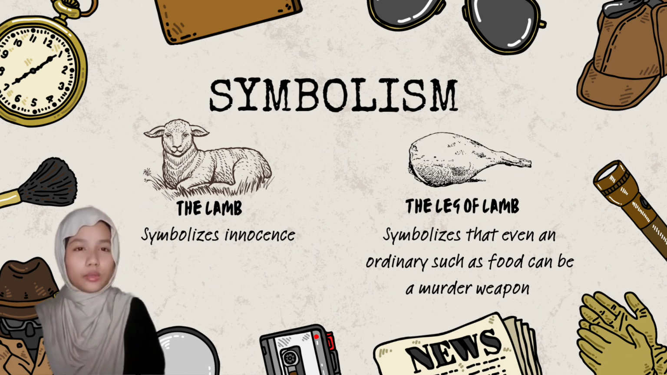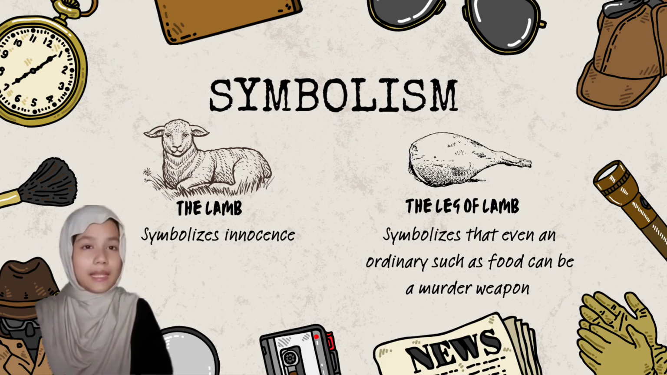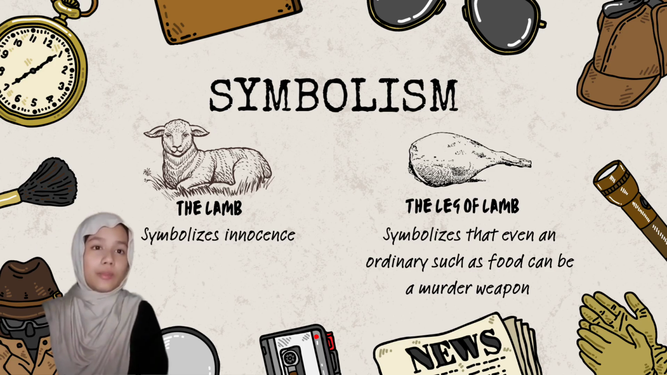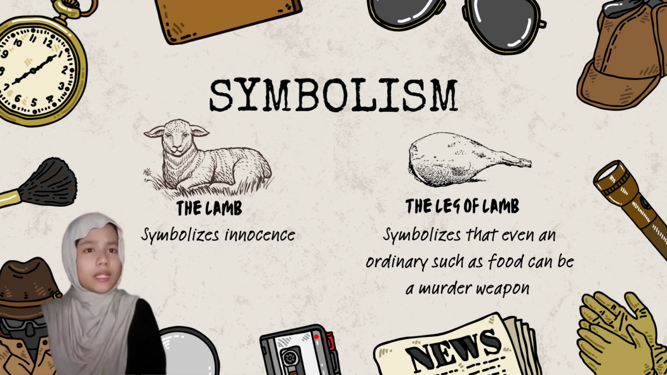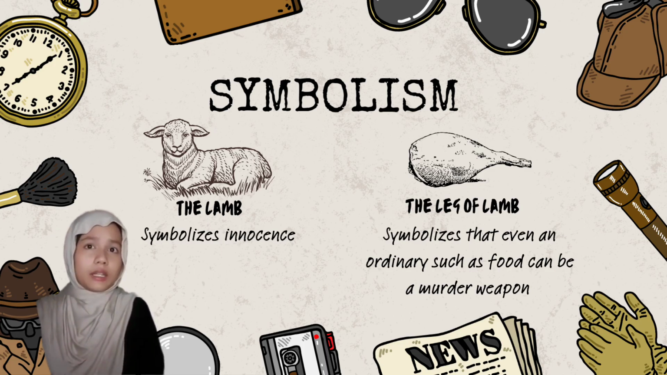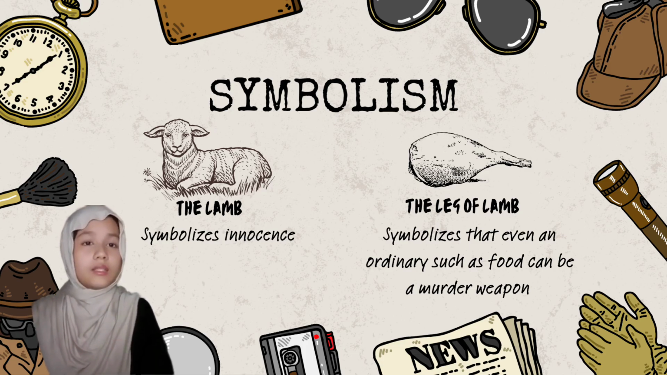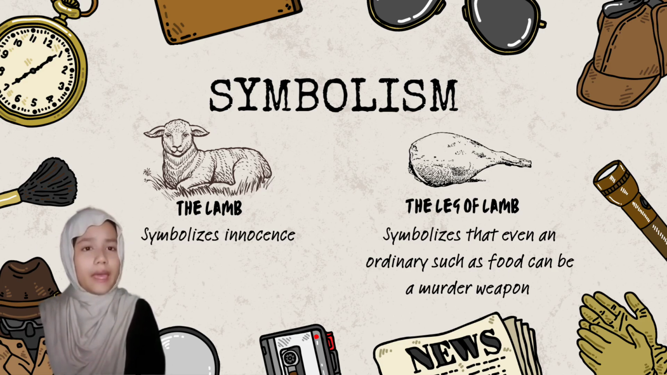Symbolism. We have two symbols that we can see in this short story. For the first one, the lamb. The lamb symbolizes innocence, which we can relate to Mary, our main character. No one suspects her as a murderer because she is seen as a wife who loves her husband. The second one is the leg of lamb, which symbolizes that a foot can also be a murder weapon. We can see that when Mary takes the frozen lamb leg and uses it to kill her husband.